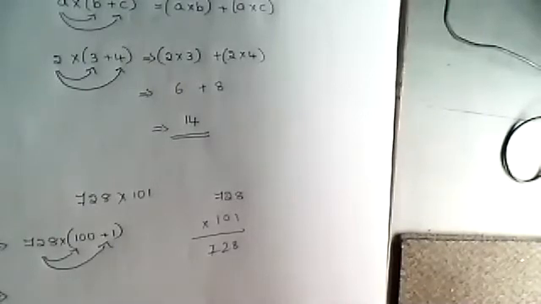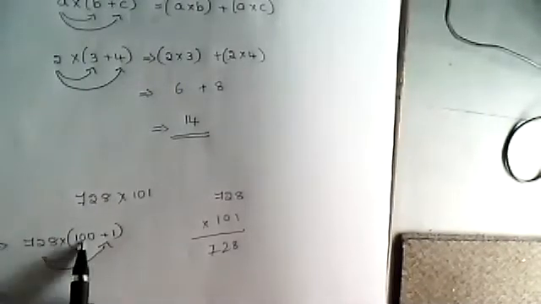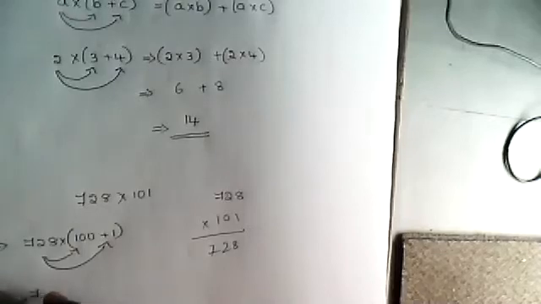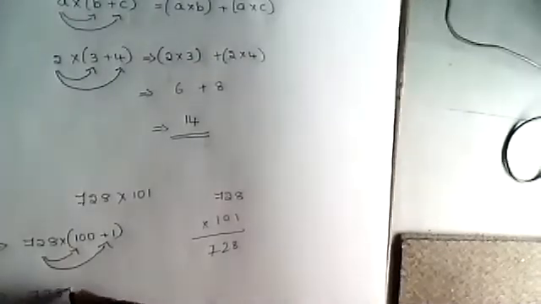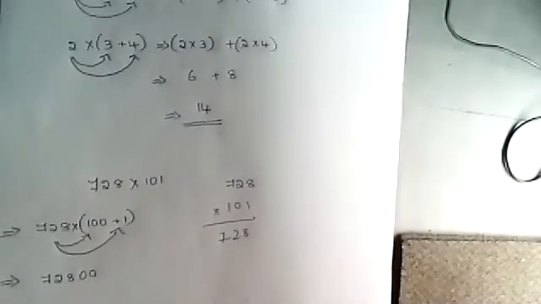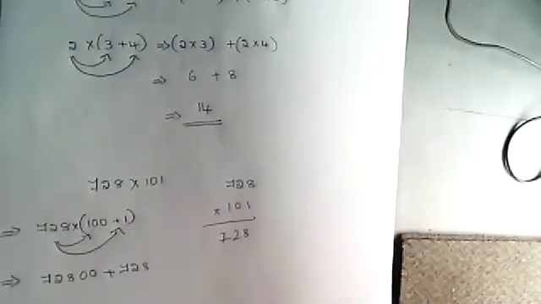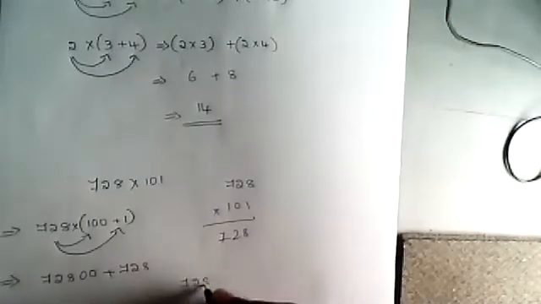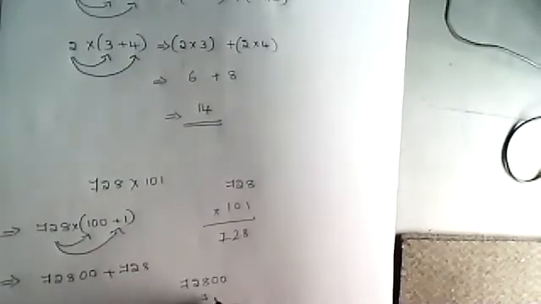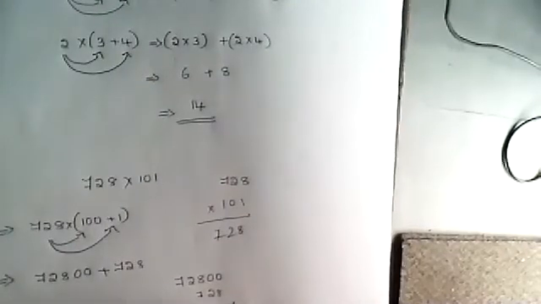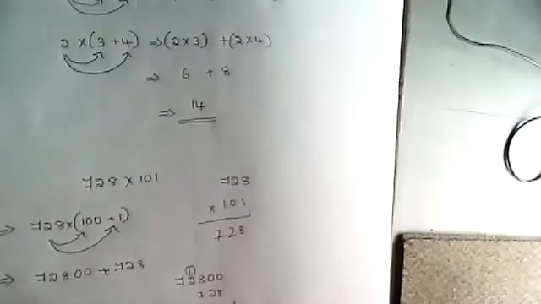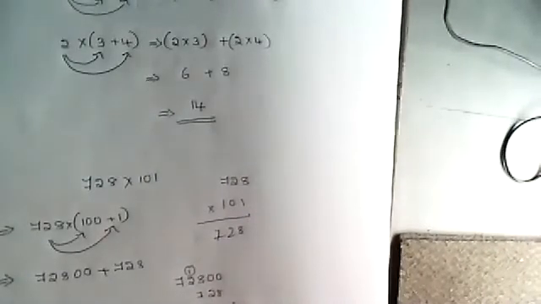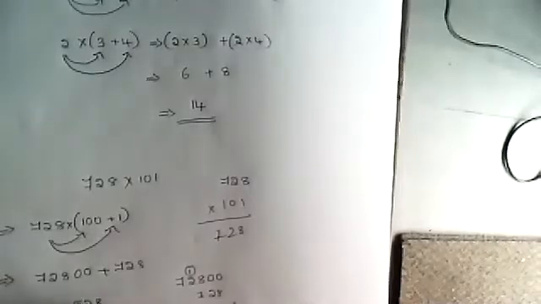According to distributive property, we have to multiply 728 into 100, plus 728 into 1. 728 into 100 means 2 zeros are added, plus 728. Now we have to find the sum. Addition is easier than multiplication, right? So 8, 2, 8 plus 7, 15, 1 carry, 3, 7. So the answer is 73,528.